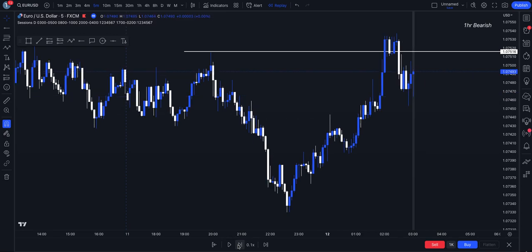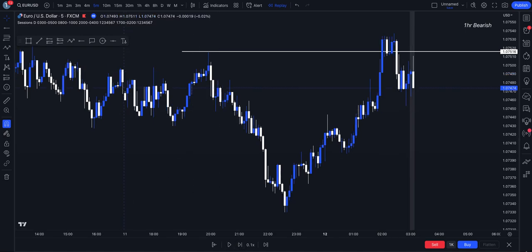So here we are. Market opens. And right here, I would be looking, okay, I want to see this low get broken and close below, because that is the nearest swing low, right? Because in bearish structure, we want swing lows to be broken.